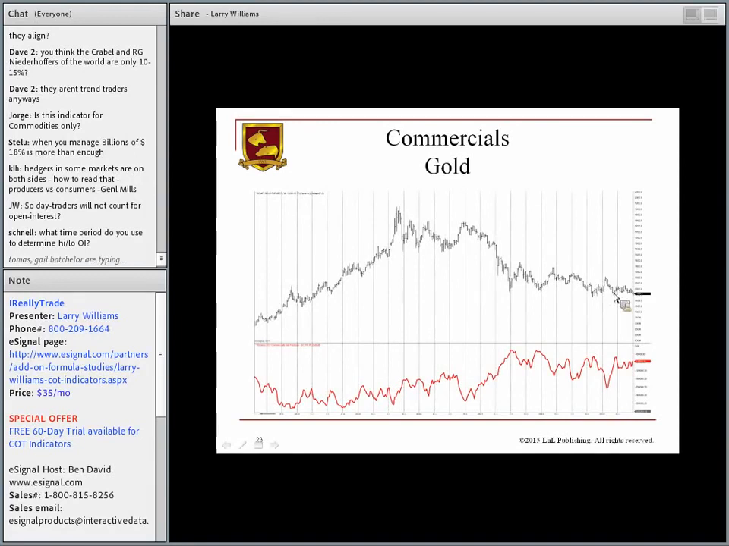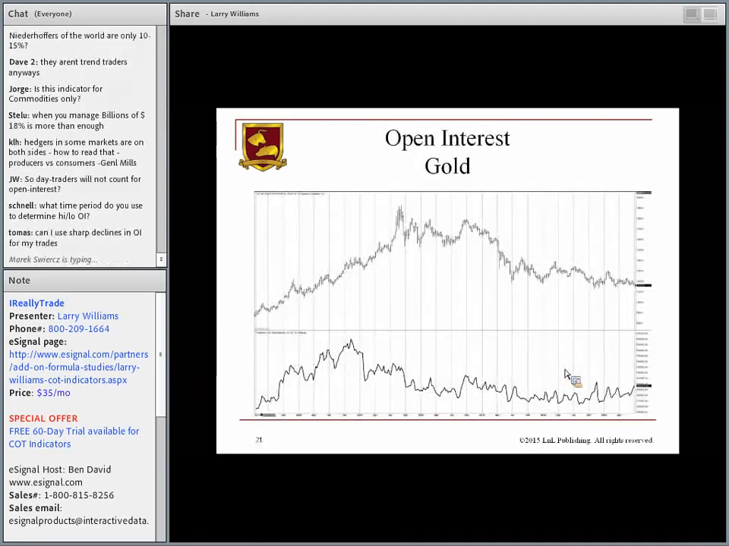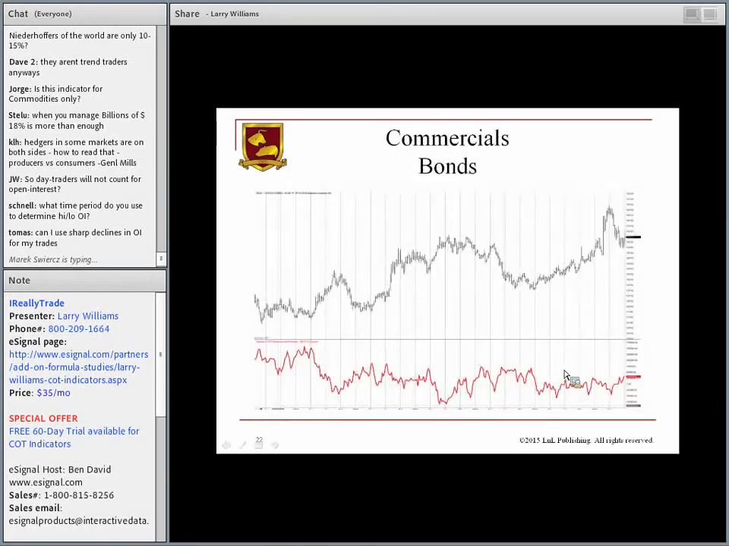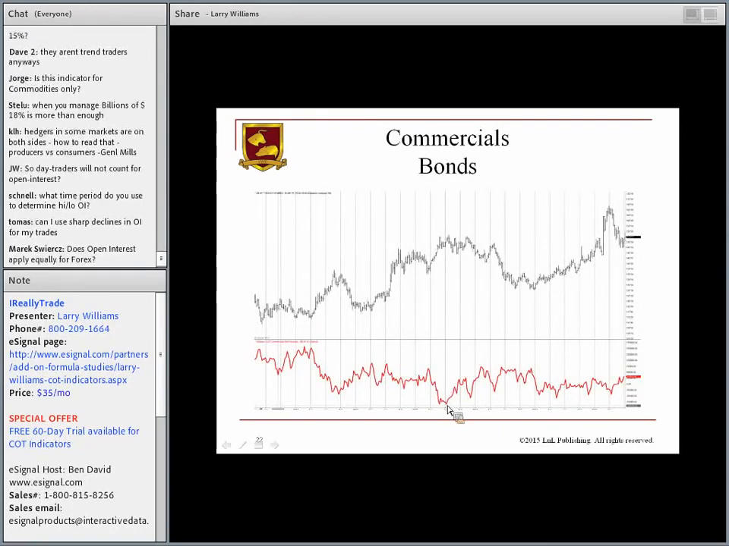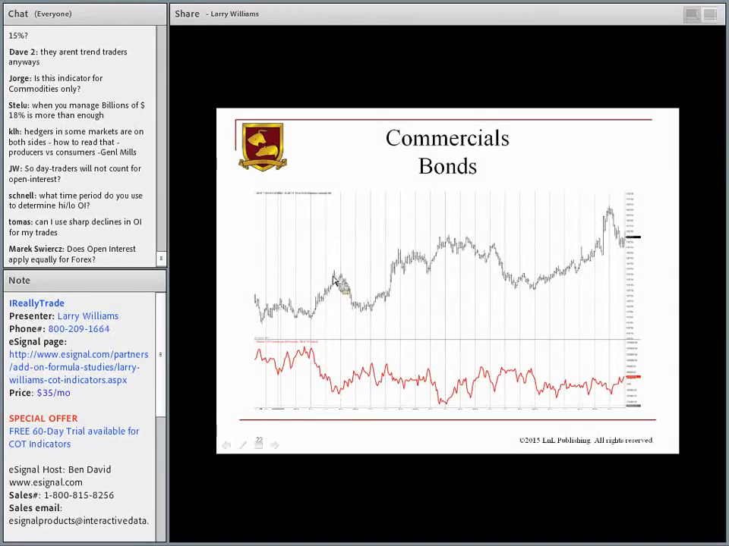So a question, what time period do you use to determine high-low open interest? I don't use any time period at all. What we're looking at now is just the net position of commercials. I think there's more valuable information to look at in the net position. I apologize. This is the net commercial long position in the bond market. And look how low it is. They were not buyers up here. They were buyers down here. Low levels of commercial buying here associated with market highs.